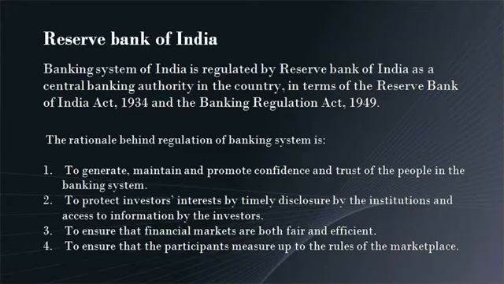Financial markets of any country drive the economy. They are one of the important factors to drive the economy in an upward or downward direction. So it is very important to make fair and efficient dealings in the financial markets. Next is to ensure that participants measure up to the rules of the marketplace. The participants in the financial system, the banks, the borrowers, the lenders, the intermediaries, all follow the rules of the marketplace, and the RBI ensures it.